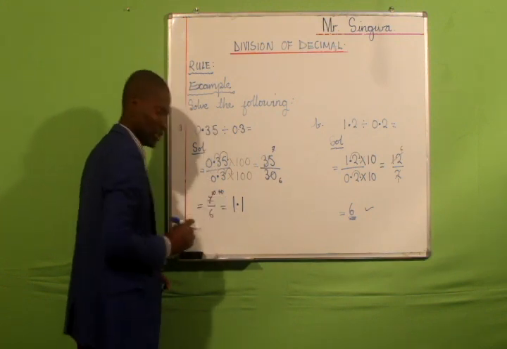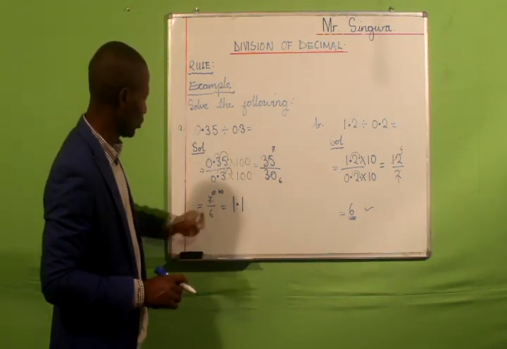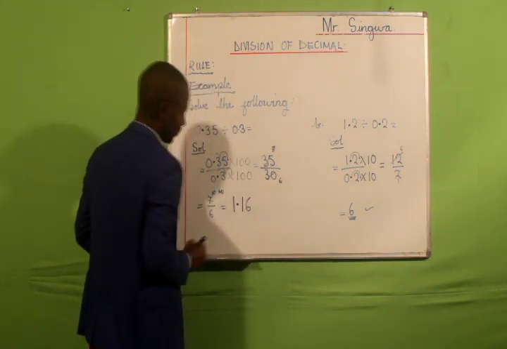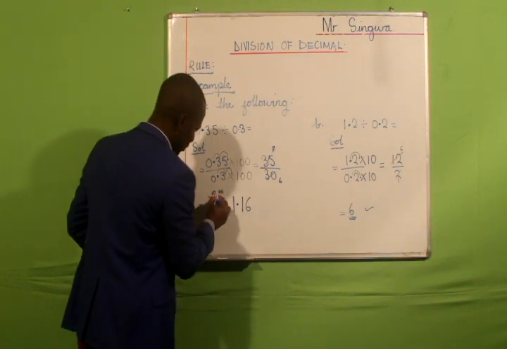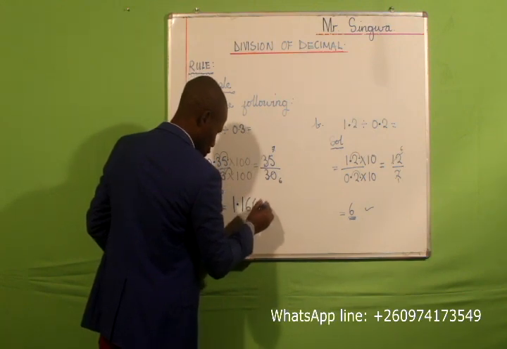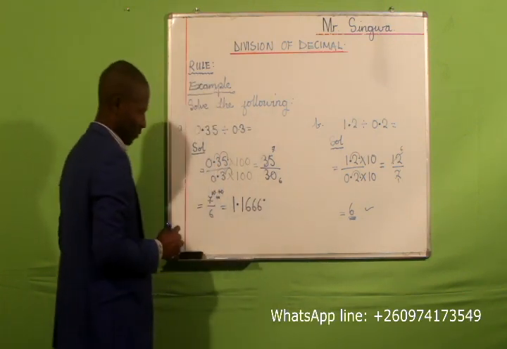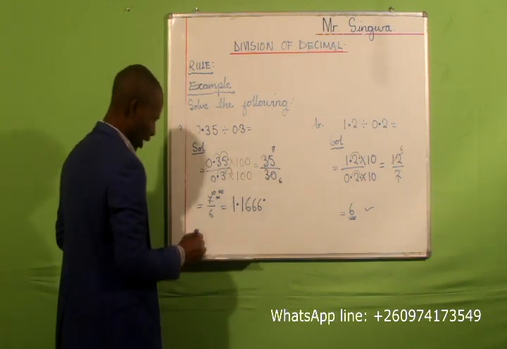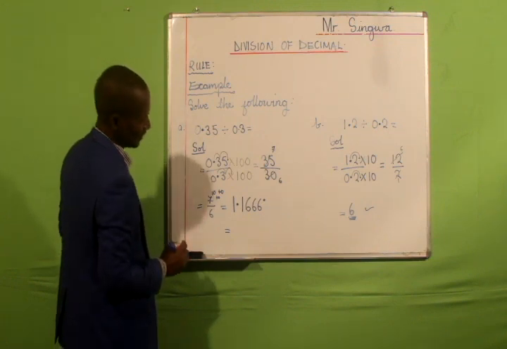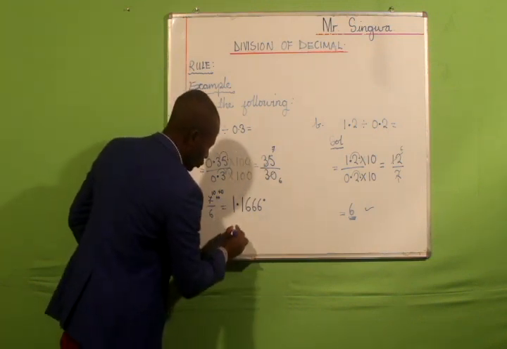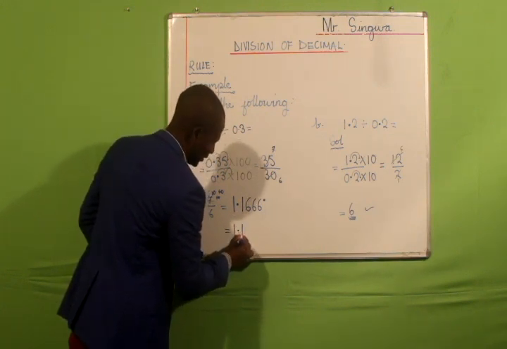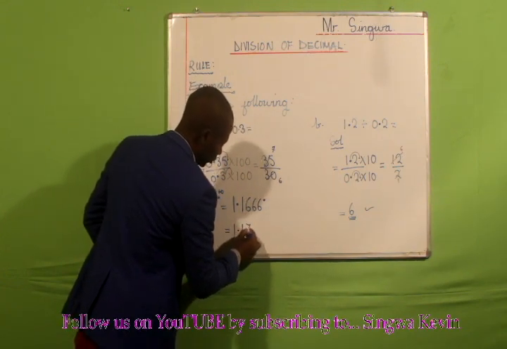Now, how many times can 6 go into 40? 6 can go into 40 6 times. Remainder, the same remainder 4. Now 40, so you find that these 6s will continue. If they continue, you can either put a point there, or you round it off to 2 decimal places.